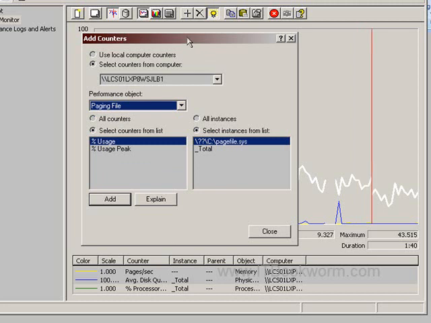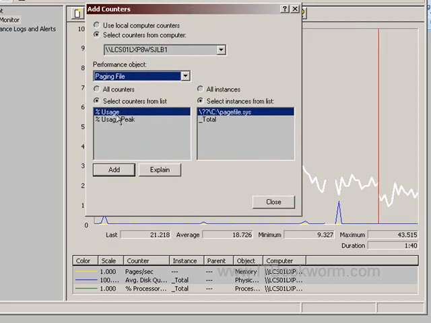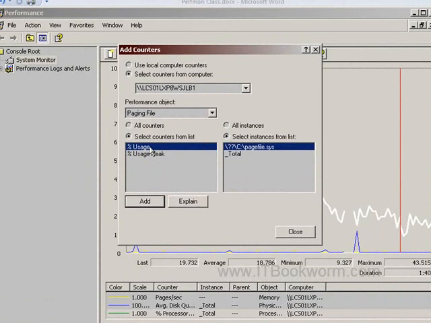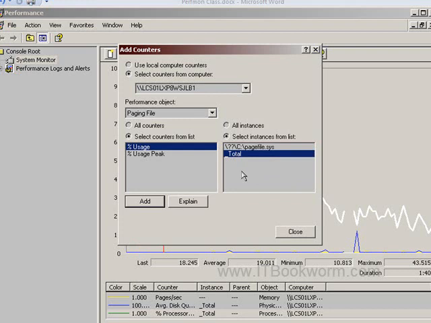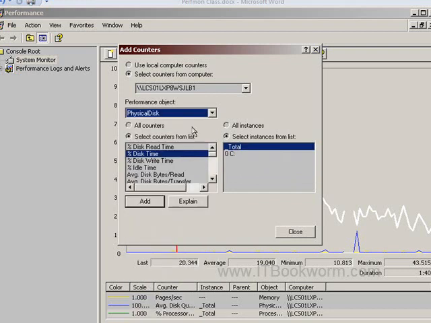These are very self-explanatory: percent usage and percent usage peak. I always pick both of them because I not only want to know how much it's being used right now, but I want to know what it spiked to, right? And of course, did we go over the difference between total and individual counters last time? If I had several page files, it would list each one of them individually, but then I could also take a total collectively. It's the same thing with every single counter, right?